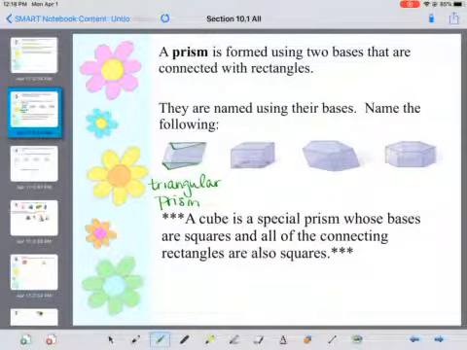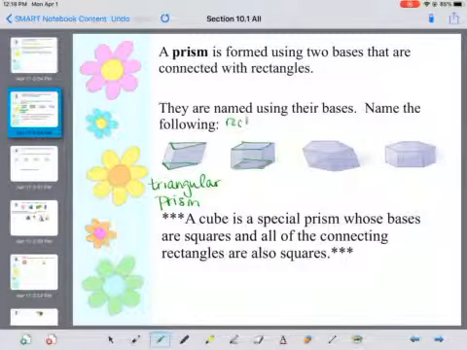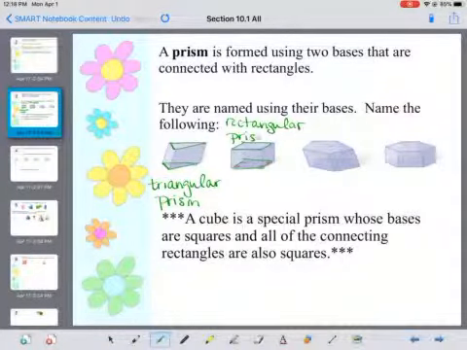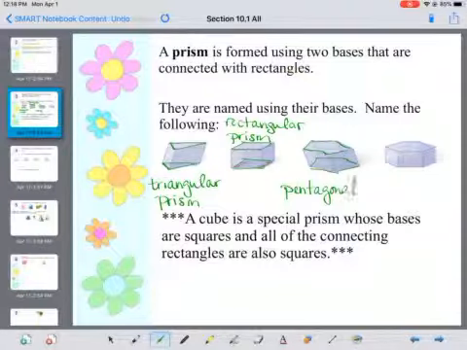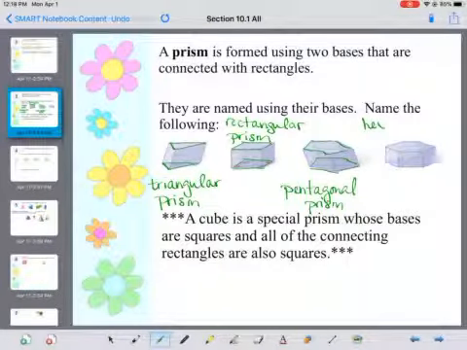Now this one, you'll notice rectangle, rectangle. So this is a rectangular prism. And then the next one here, and you'll notice this is a pentagon, and this is a pentagon. So this is called a pentagonal prism. And the next one here, my bases are hexagons. So this is a hexagonal prism.